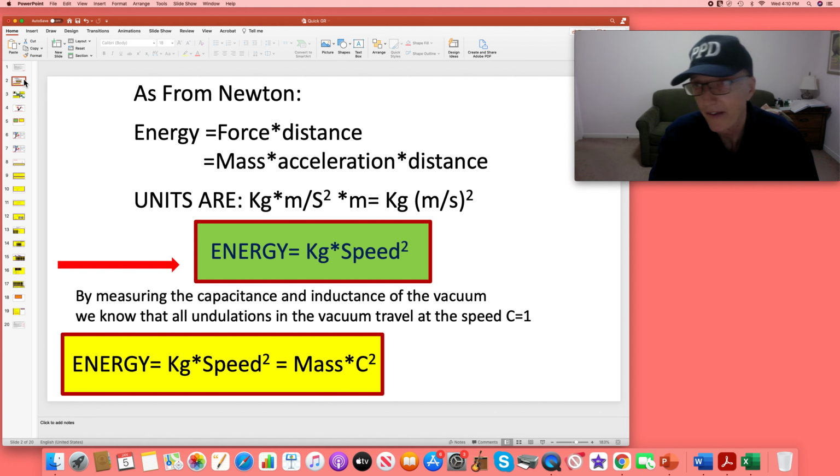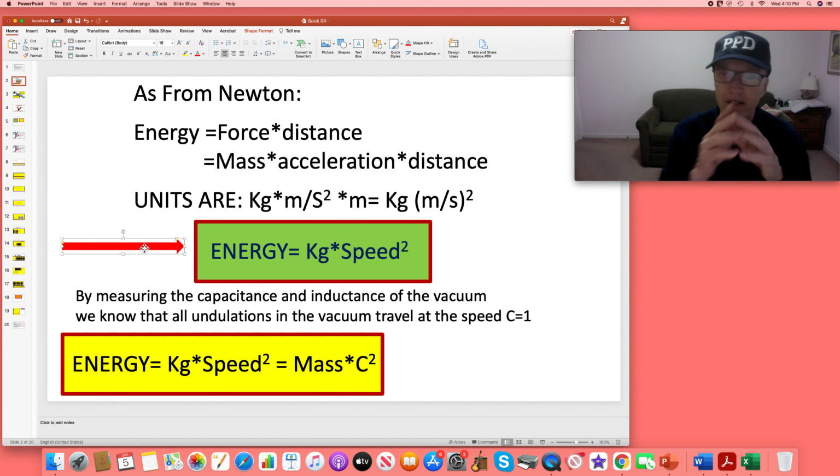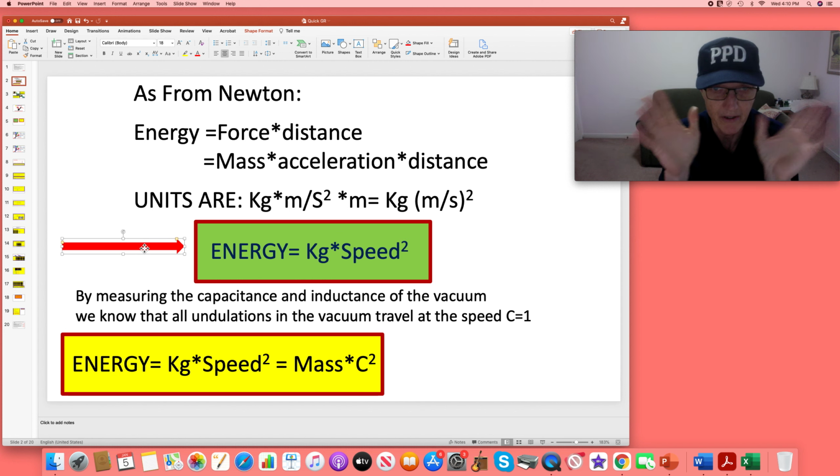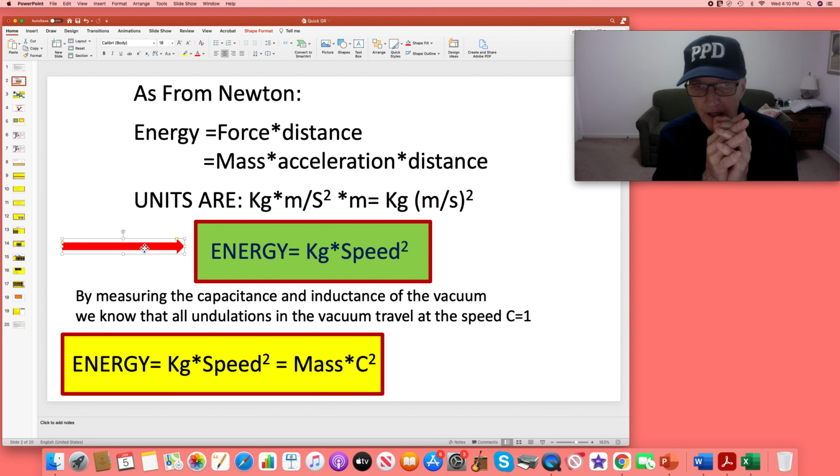And force is equal to mass times acceleration, and then you multiply that by distance. Acceleration is meters per second squared, in metric units, mass is kilograms, and distance is meters. So you multiply those units together, and you get kilograms times meters squared per second squared, which is velocity or speed squared. It's actually speed, it's not a vector, there's no direction in the way we're talking about it at the moment. So energy is equal to kilograms times the speed squared.